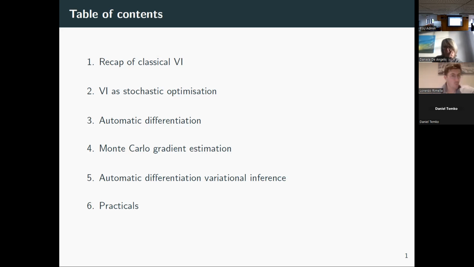Then the main thing: how do you pose or estimate Monte Carlo gradients. Once you have these two ingredients, a good automatic differentiation software and Monte Carlo gradients, you come up with the algorithm for automatic differentiation variational inference. And this algorithm generalizes, so you have very little restrictions in terms of what type of approximation and what type of models. And then finally, there are some practicals.